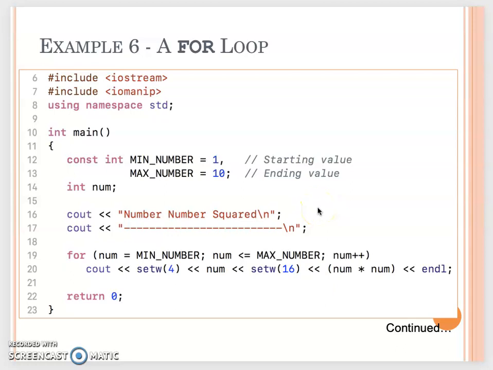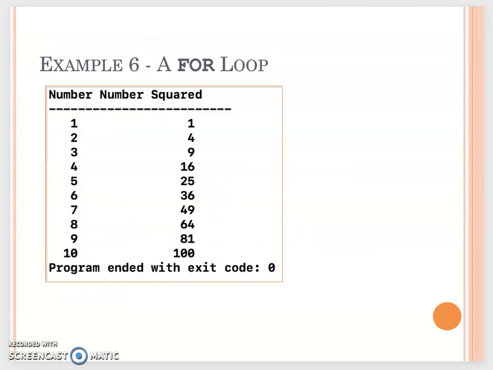From the previous video, we gave you a couple of examples of how to write a for loop. The first one prints hello 5 times. Then this one prints the number and the number's square from 1 to 10. Then you will see the output like this.